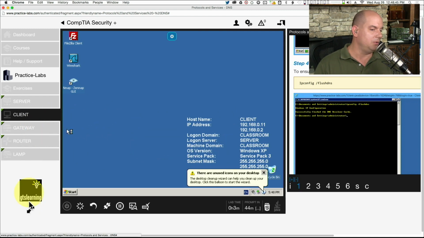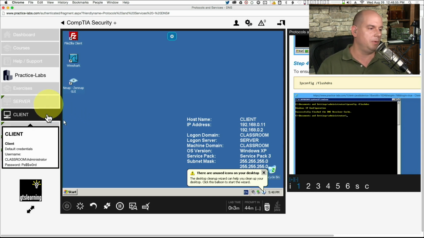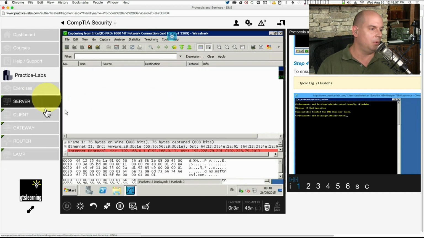There are gateways and routers and other devices. So this is like a real world. You've even got XP machines that are still out there in the world operating. And now we can see how would this affect the network from a security perspective. And of course, you can click back and forth. Your server's still there to see how this is running.